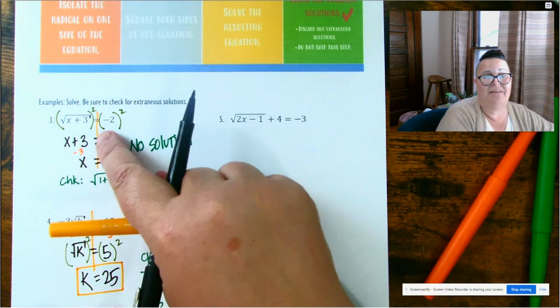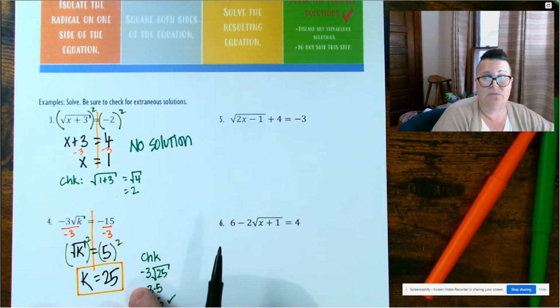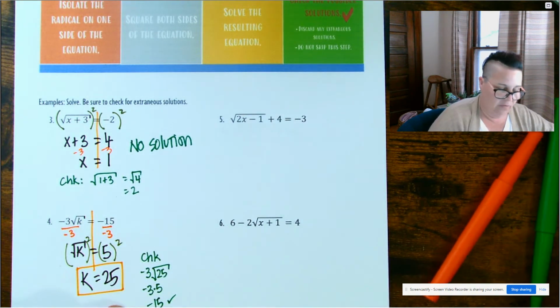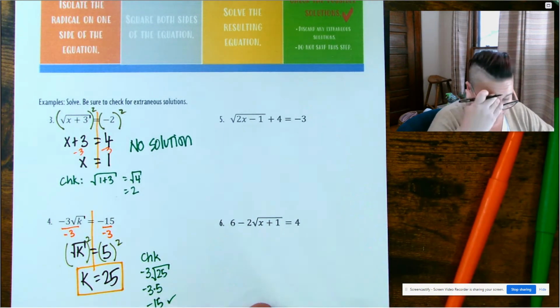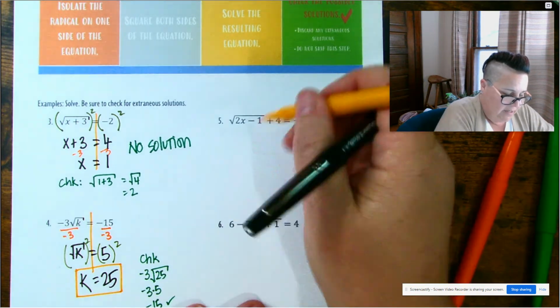See, that one was a negative, and it turned out no solution. This one was a negative, and it turned out that it did work. So we're going to have to be careful. All right, here we go. Problem number 5, same idea, left side, right side.